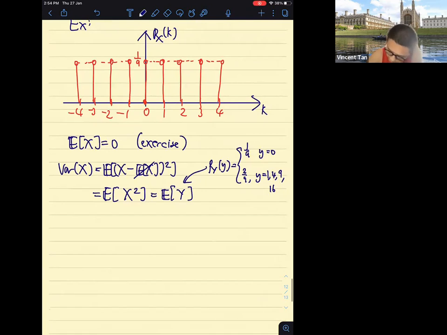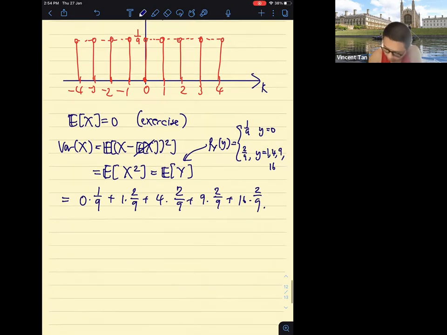So now let's compute this as a form of exercise for expectations. Expectation means you take this number multiplied by this number, multiplied by this number, and add it up. So you have 0 times 1/9 plus 1 times 2/9 plus 4 times 2/9 plus 9 times 2/9 plus 16 times 2/9. After you're all said and done, that is 60/9. All right, so that's one way to compute the variance.